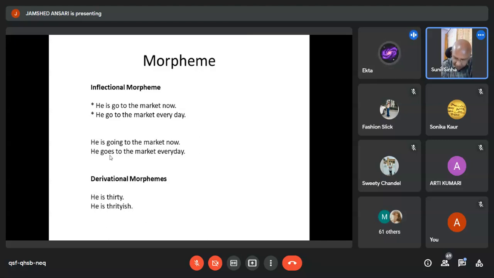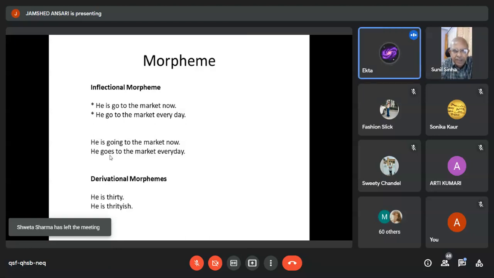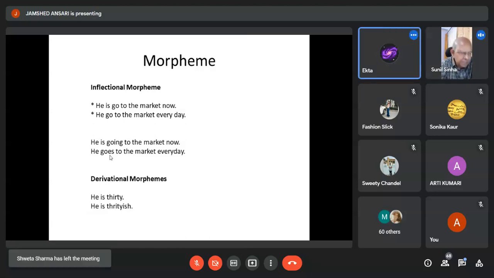So, sir, the answer will be nasal consonant? Yes, nasal consonant. Like m and n. These are nasal consonants. Look at the chart that you have in your book. Okay, one more.